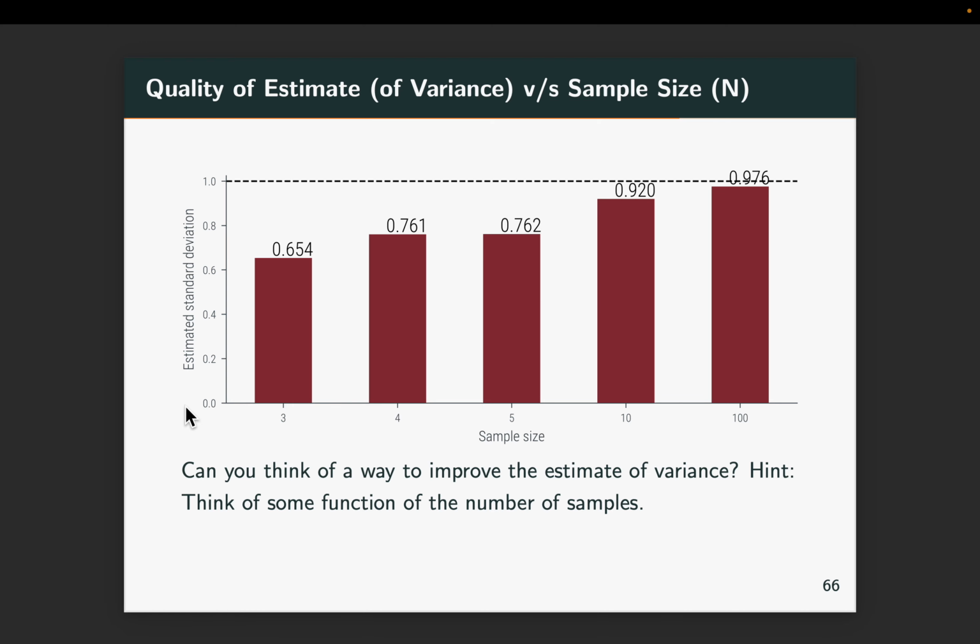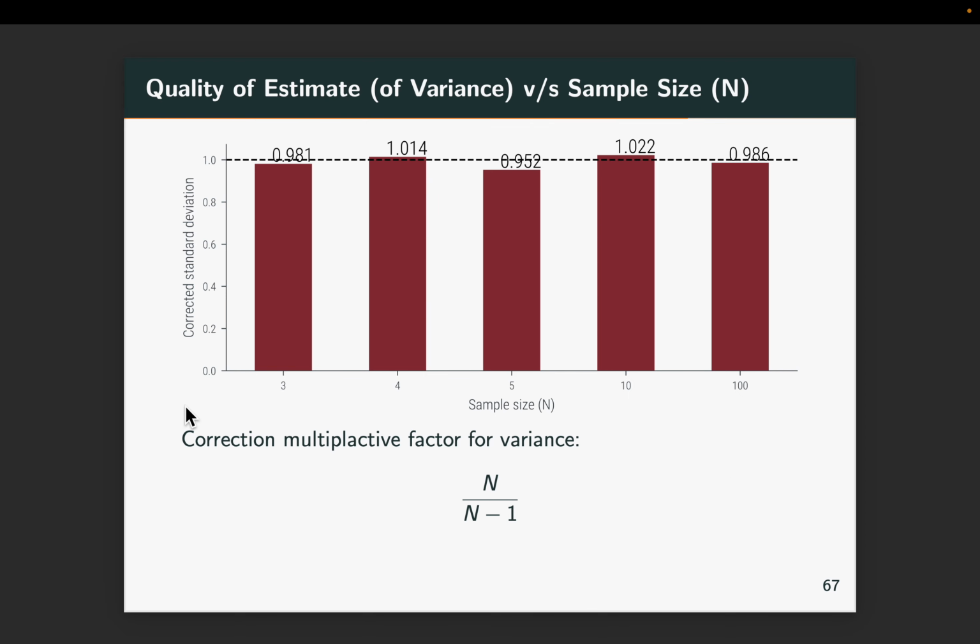0.76 into 4 over 3, 0.76 into 5 over 4, 0.976 into 100 over 99. Right? If you do this, the revised, or corrected, standard deviation which we'll get is now almost close to 1, right? A far better estimate. So we had to do a corrective multiplicative factor, which was n over n minus 1. We have shown this empirically that this seems to be a good result, and this is exactly the correction factor which is known as Bessel's correction factor, which was mentioned in the Wikipedia article.